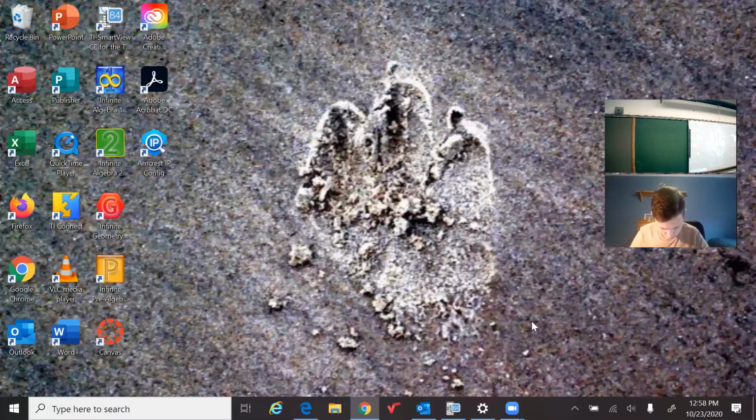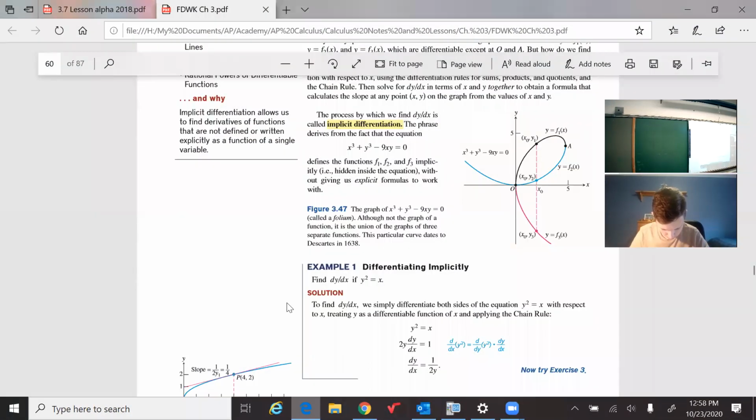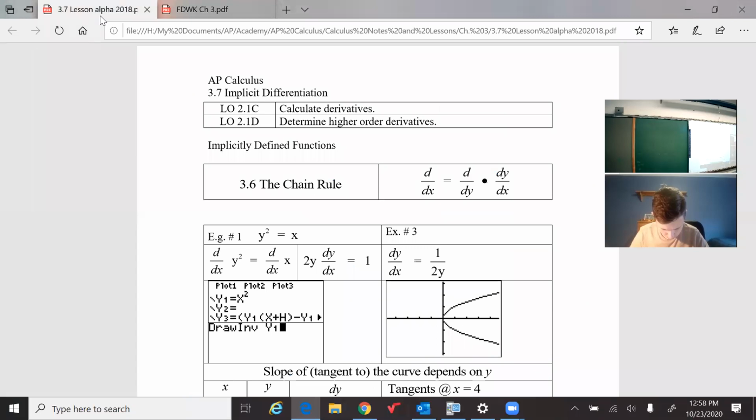And this is 3.7, which is implicit differentiation. This is the alpha lesson. So in the textbook, I'm on page 157, and I'm going to begin here on the PDF. So the chain rule is what you did. This is an application of the chain rule. You need to connect what we do here with the chain rule.